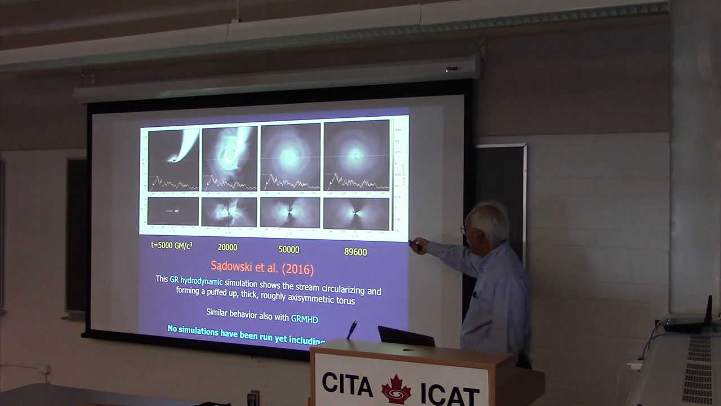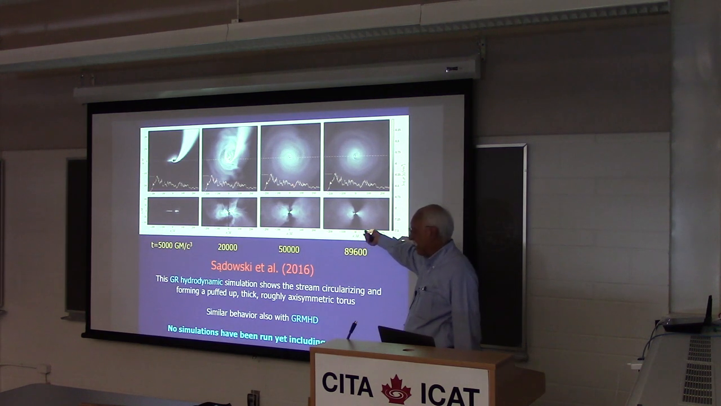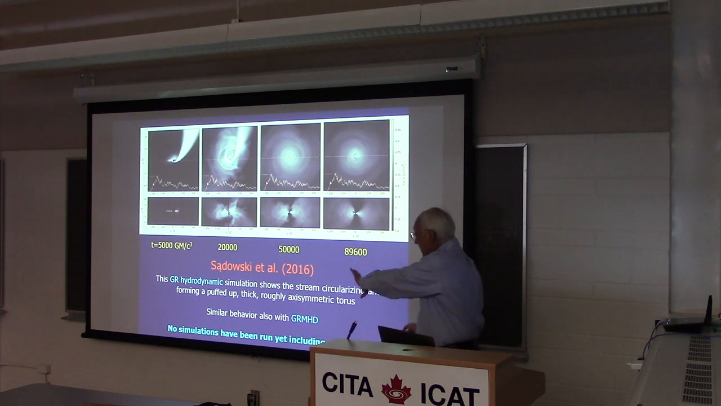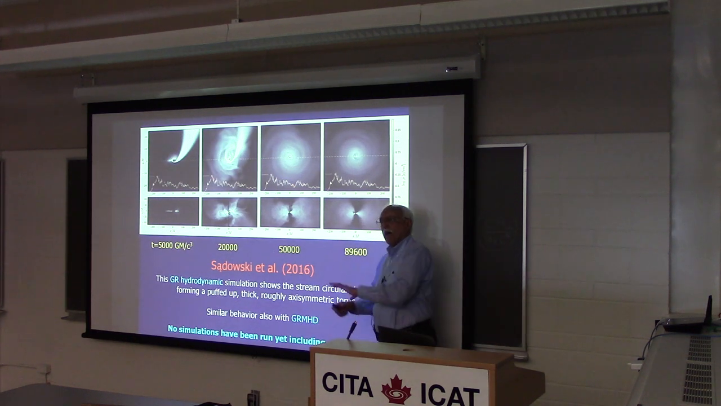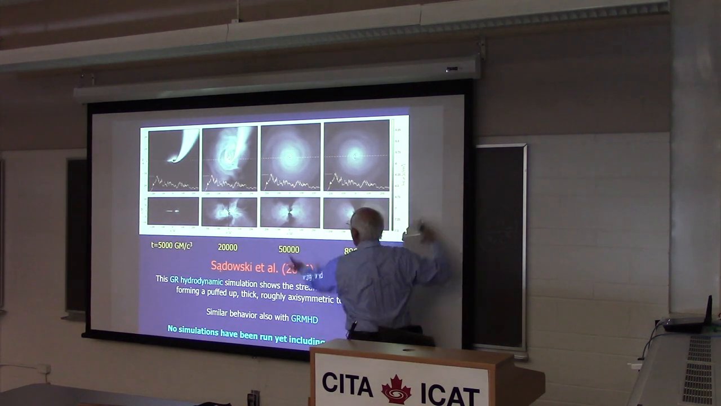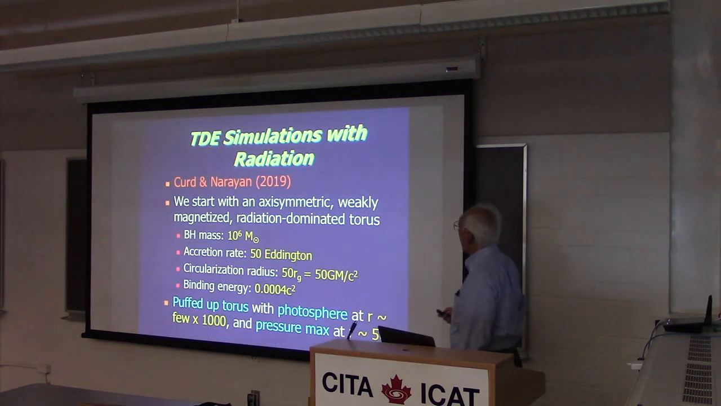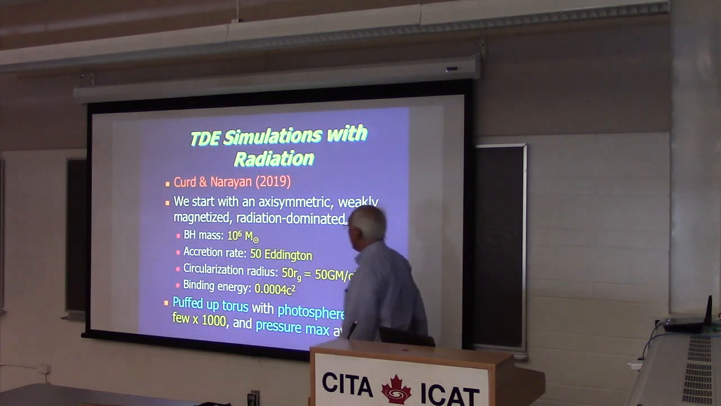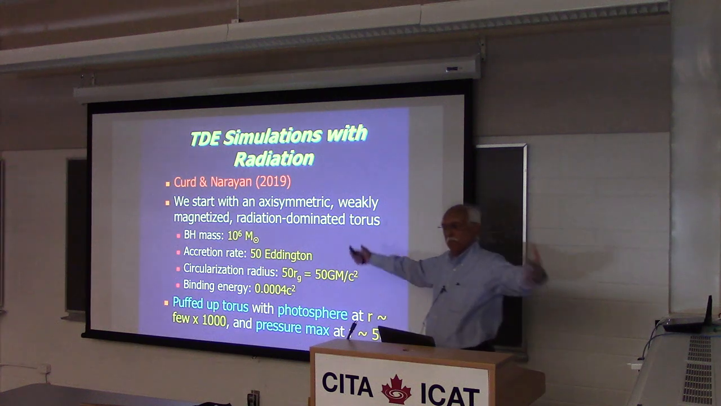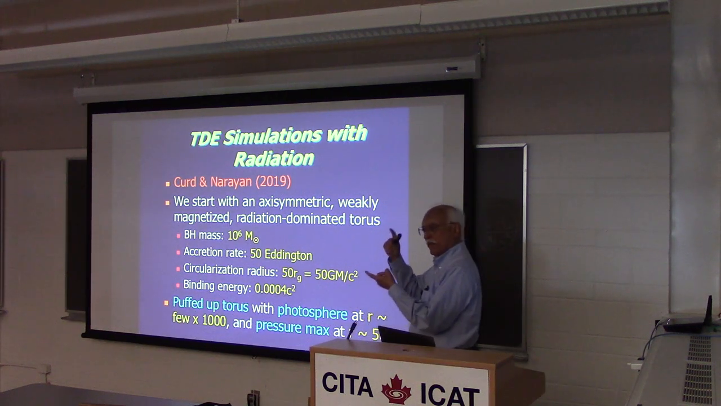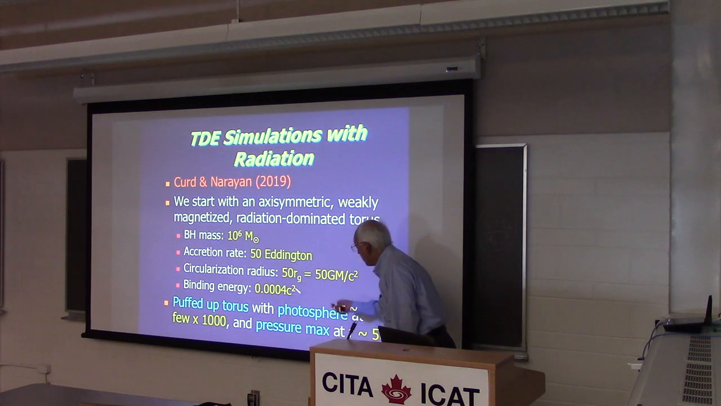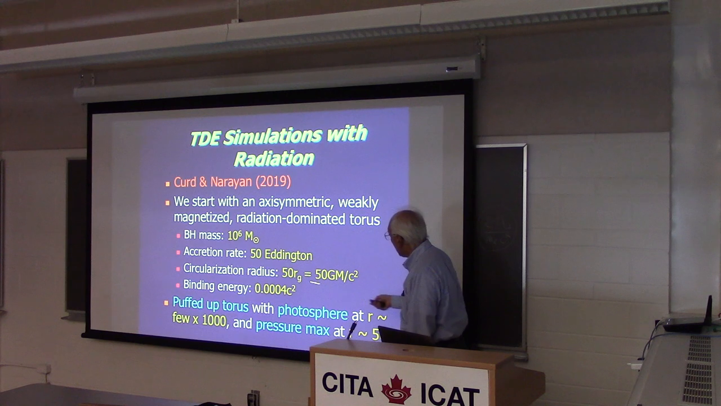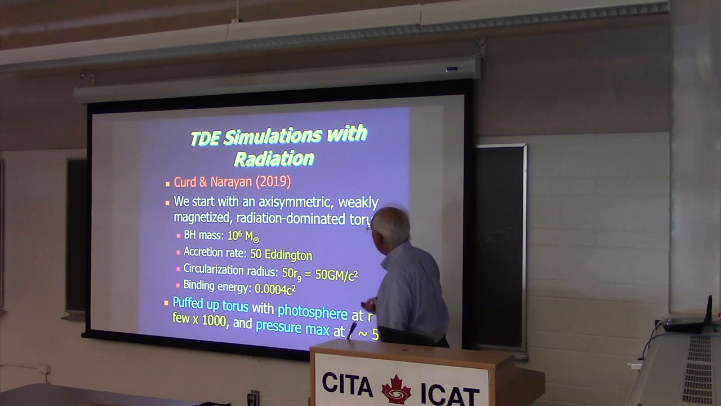This did not include radiation. In fact, this did not even include magnetic fields. He did magnetic fields later. But I'm going to just take this as my guiding principle, and I'm going to simulate, assuming that I've already formed this torus. And that is what my student Brandon Curd did. So he started with a big fat torus. It had the right amount of angular momentum. It had the right amount of binding energy, very low binding energy, low angular momentum, so circularization is close to the black hole, a huge puffy object.